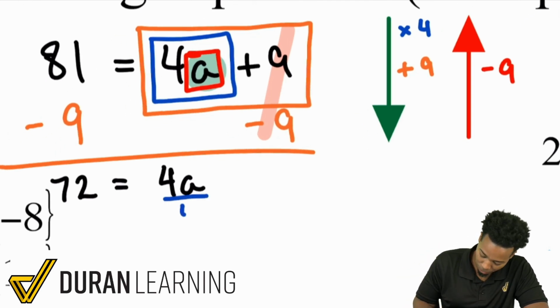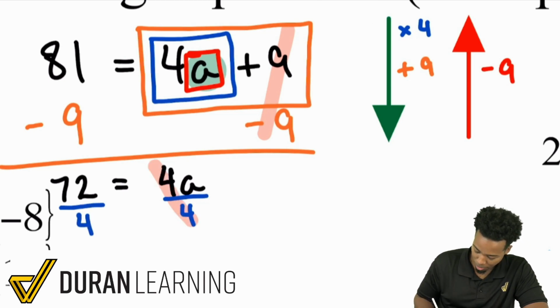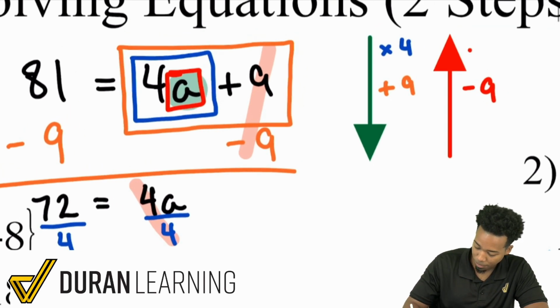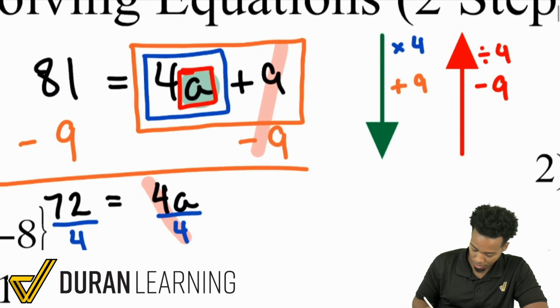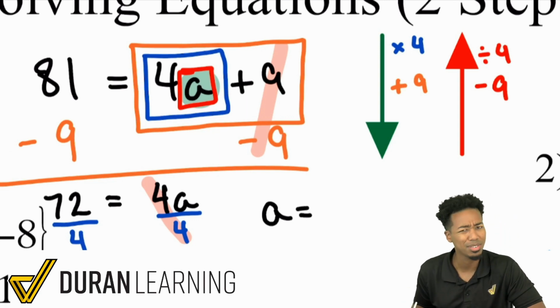I'll divide the 4 on both sides, and that's going to cancel it out here. But remember, what I just did was I divided by 4. And so with that said, here we go. What's a going to be? Well, that's going to be 72 divided by 4. What is 72 divided by 4?